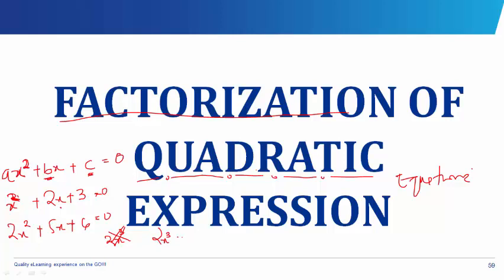2x squared plus 5x equals 0. Is this a quadratic equation? Yes. The constant here is, though it's not written, you can say plus 0. So this can also be said to be a quadratic equation. Okay. So now let's look at how to factorize quadratic equations.